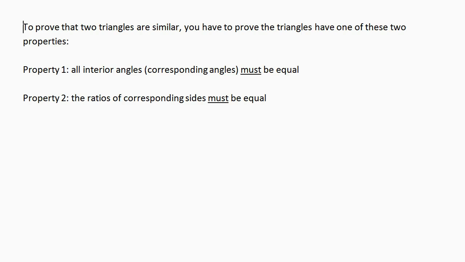Now, in order to prove or to show that two triangles are similar, you have to prove that the triangles have one of these two properties. First of all, you could prove that all of the interior angles, that is the corresponding angles between the two triangles, are equal to each other. Or we can prove that the ratios of the corresponding sides are equal to each other. And we'll go through both of these properties with examples, and that will help them make more sense.